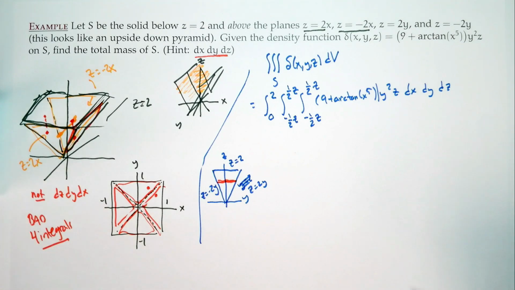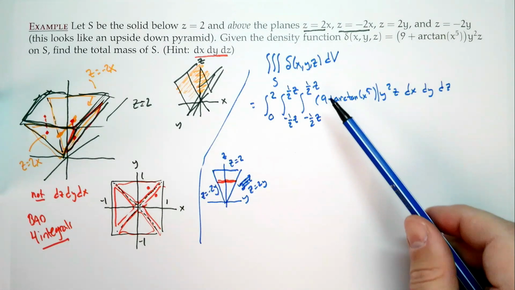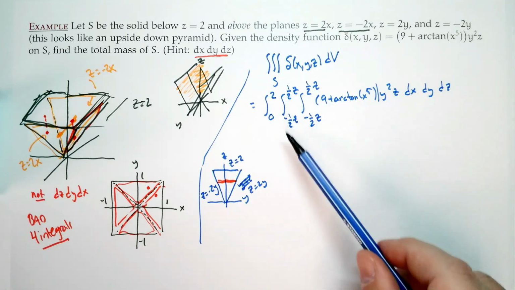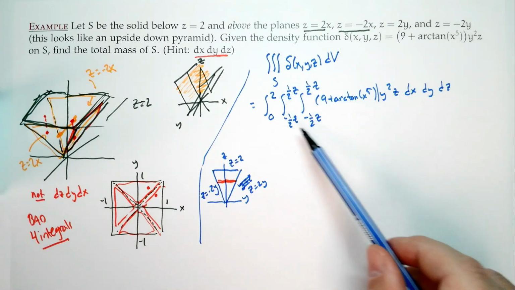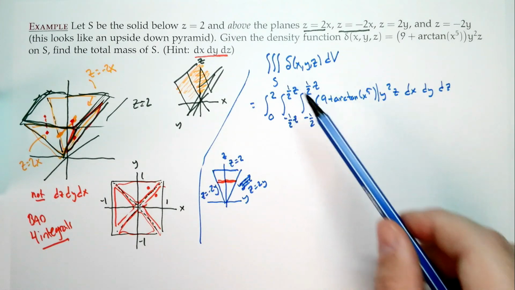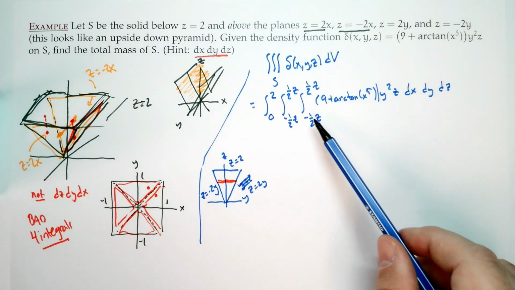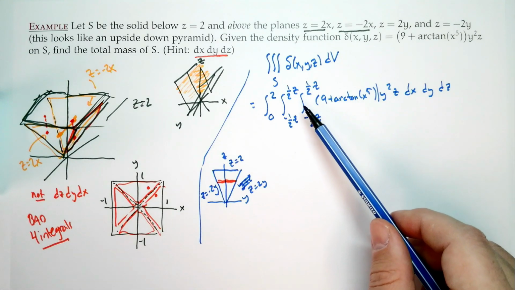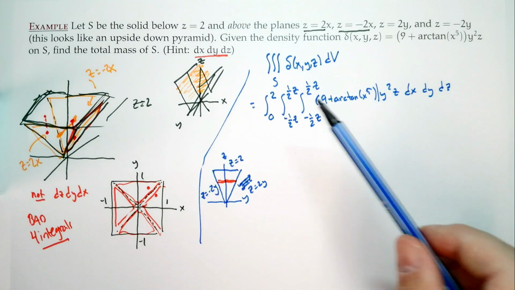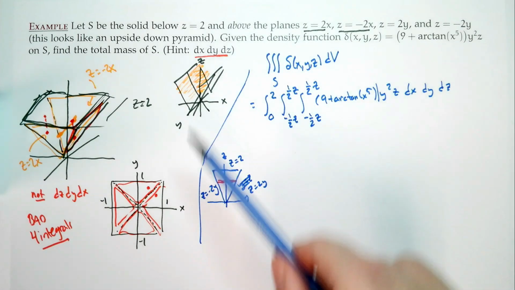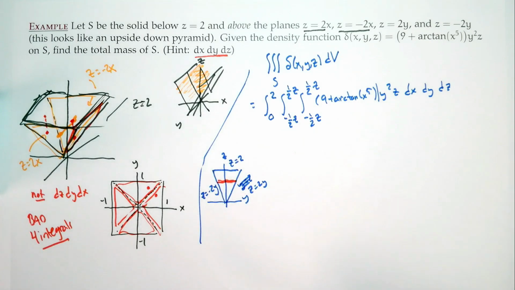Now, in some sense, you can see that the bounds actually work in an intuitive way. Because if you think about what the bounds are doing, it looks kind of like a square. So minus 1/2 z to 1/2 z, minus 1/2 z to 1/2 z. As z goes up, at the very bottom, it's a 0 by 0 square. By the time you hit z equals 2, you're going 1 positive and 1 negative in both directions.